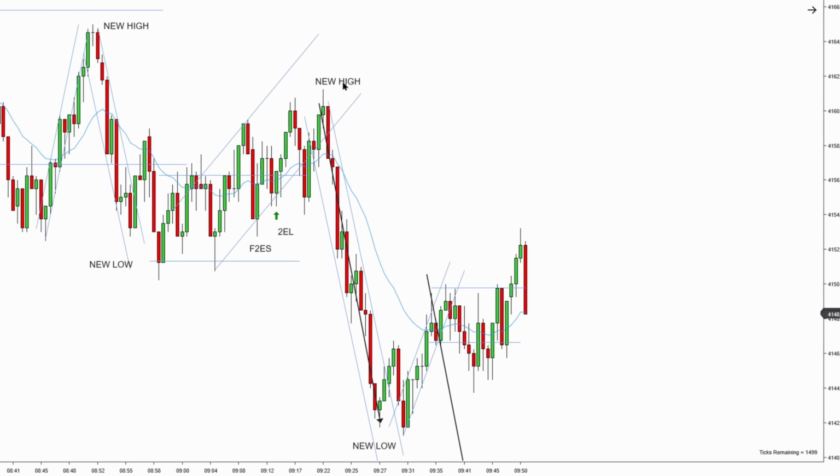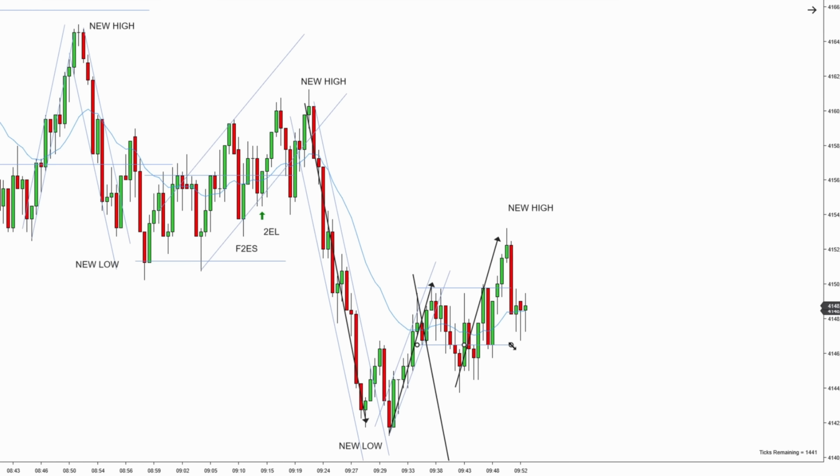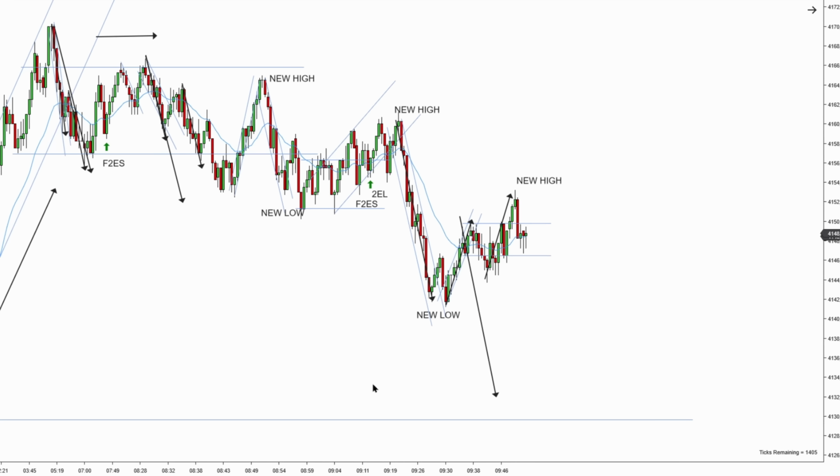And now you can see we created new extreme. So this was the first leg up. Pullback, second leg up. So right now I'm expecting prices to continue to resume the second bearish leg because this first bearish leg started the bearish move. So I expect prices to offer me the second move down.